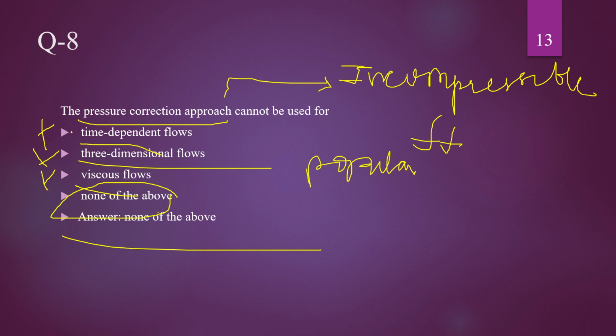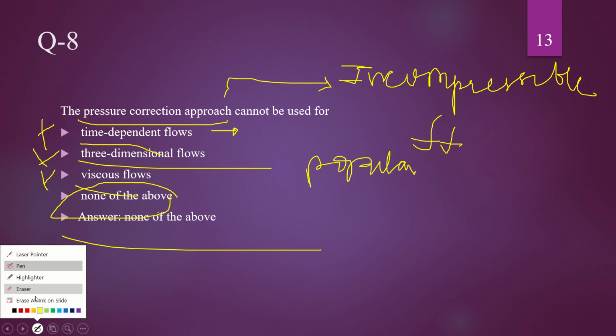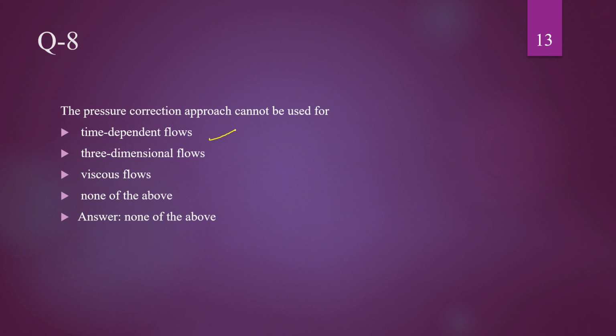Since it is a general method, we can say that we can solve time dependent flows using the pressure correction method, three-dimensional flows can be solved, and viscous flows again can be solved. The question asked what it cannot be used for. Since it can be used for all three, the answer to this problem is none of the above.